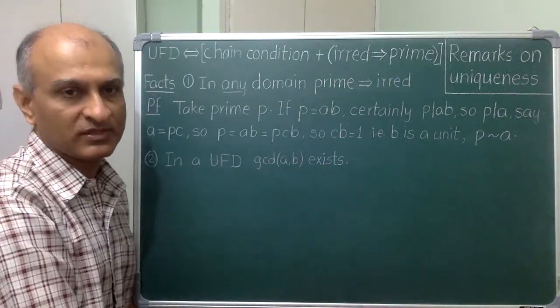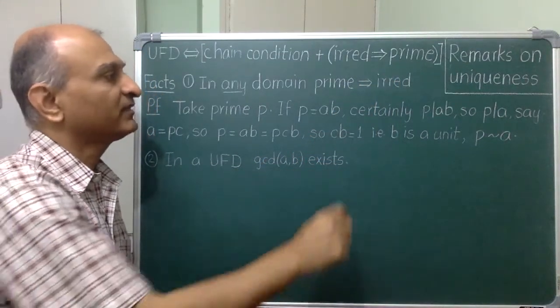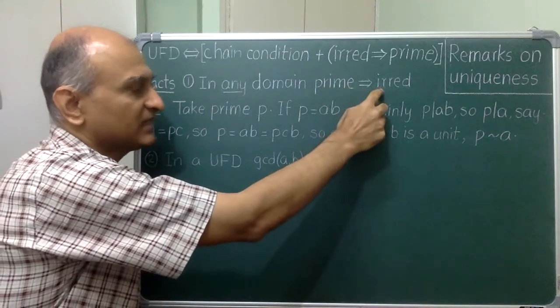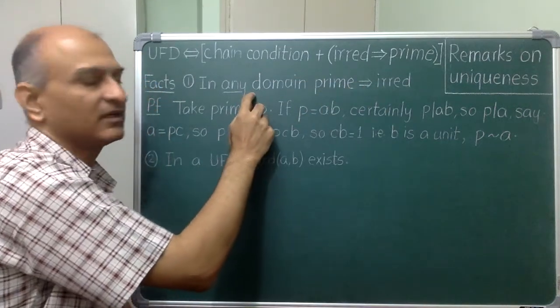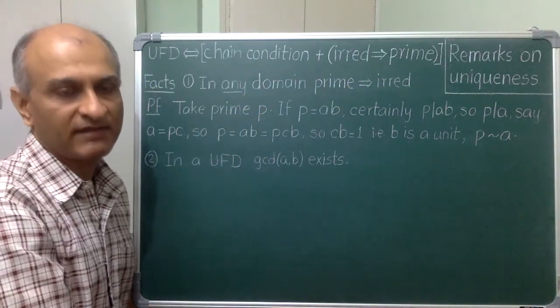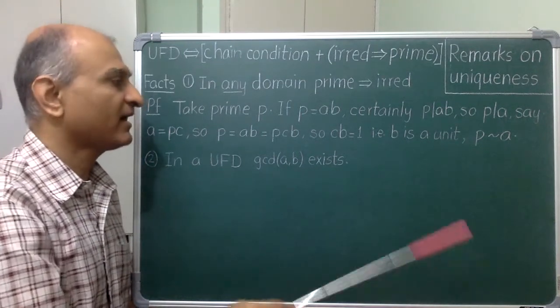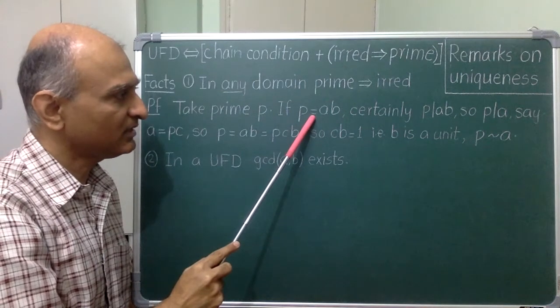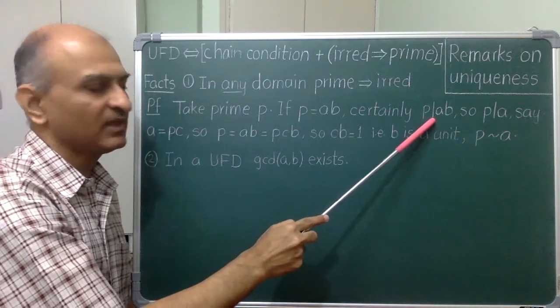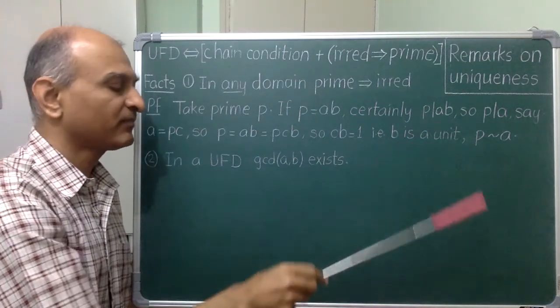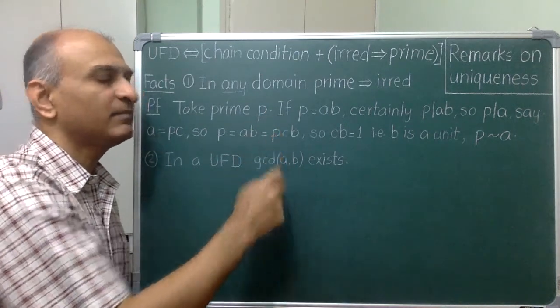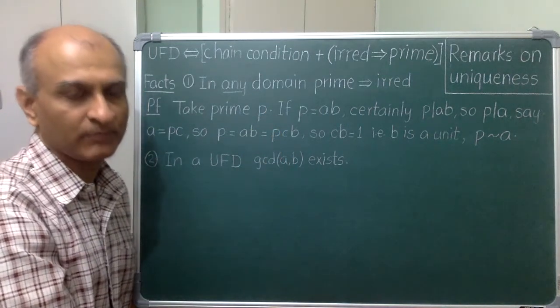What about the converse? It is a fact that a prime element is always irreducible in any integral domain, regardless of unique factorization. This is simple to see. You just use the fact that if P is equal to AB, then certainly P divides AB, and now just use definitions. I have written the argument here, but you can really just do this on your own.